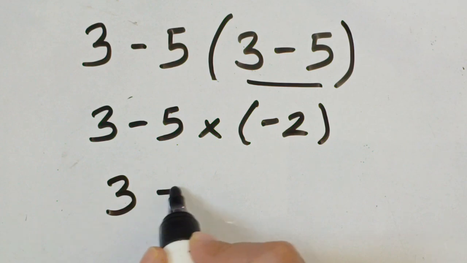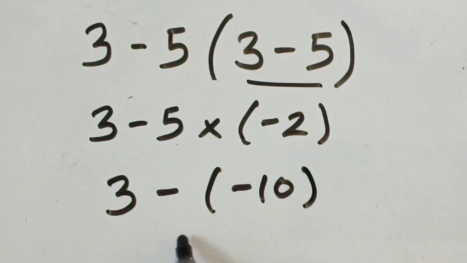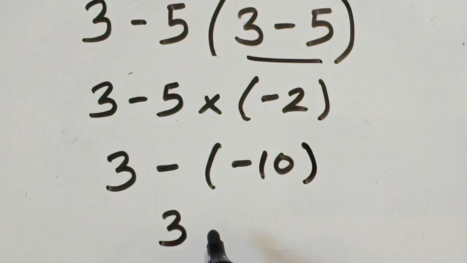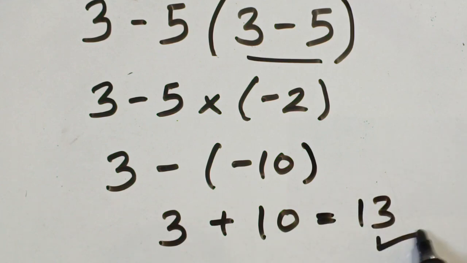So 3 minus minus 10. So 3 minus minus plus 10. So 3 plus 10, which is 13. So 13 is the correct value for this expression.